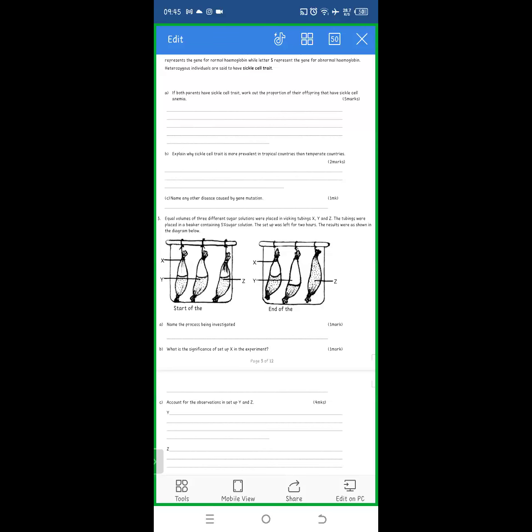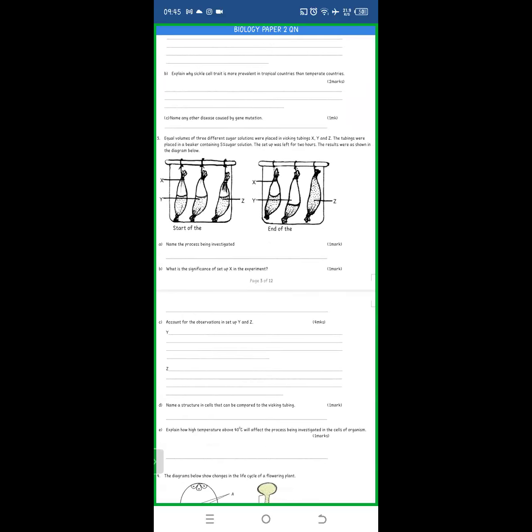Yes. So we proceed to part C. Account for the observations in setup Y and Z. So we can see Y and Z. Yes. So can you help us again account for Y and Z? So we can start with Y.